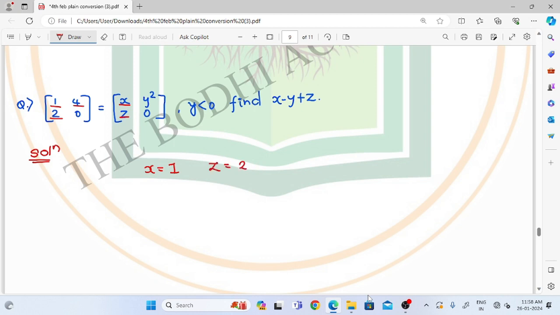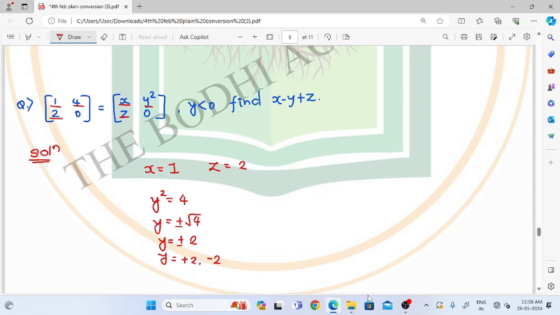Then 4 is equal to y square. Or we can write down y square is equal to 4. So what is y here? y is nothing but plus or minus root 4, and square root of 4 is nothing but 2. So the value of y is plus 2 and minus 2.